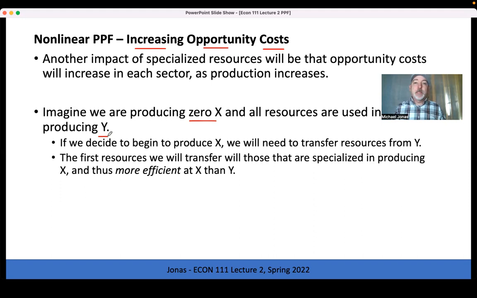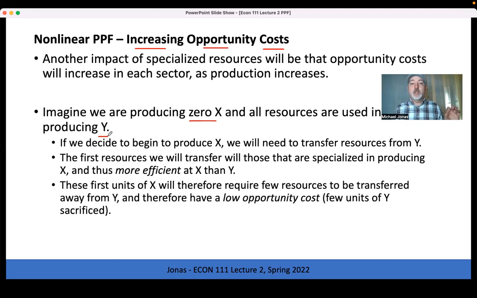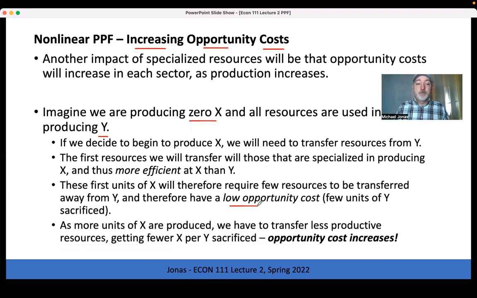It would be like taking me off the assembly line at the automobile plant. You're not really going to miss me, but hey, I can make a video talking about economics. So I'm producing something in the other sector, and I really wasn't helping in the previous sector. So that's going to be the most efficient use of those resources to transfer them over. The opportunity cost will be very low. And mathematically, what that means is we get a big increase in X and a small decrease in Y. The PPF function is going to be very, very flat. It's going to have a low value of that slope.